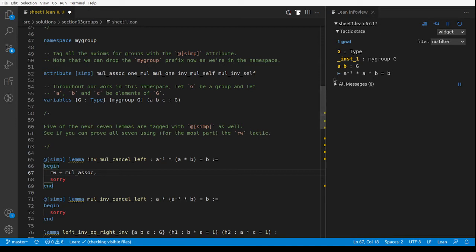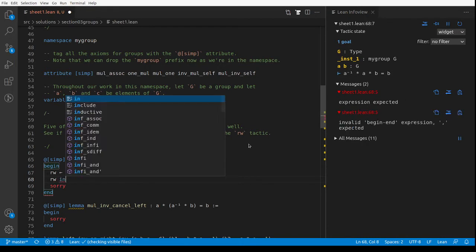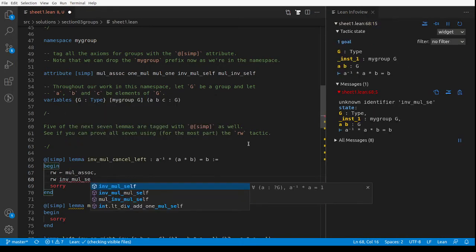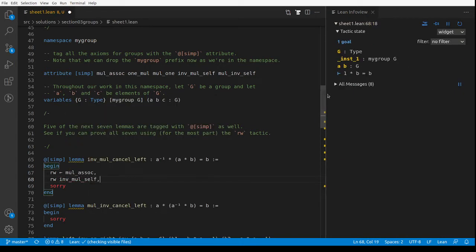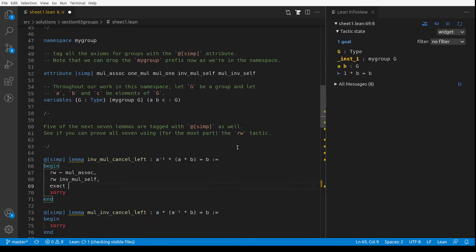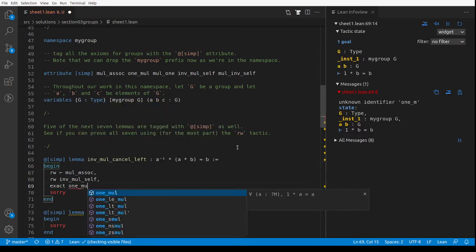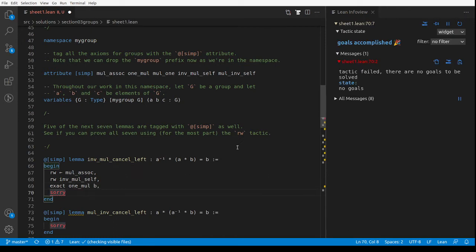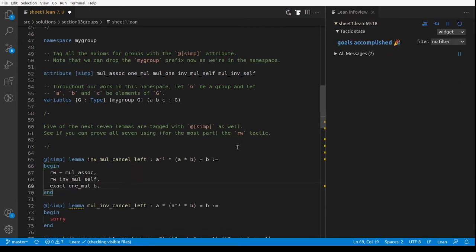And now, although you can't see it because Lean doesn't print them, now there are brackets around the A inverse times A. And so now we could rewrite inv_mul_self there, and you see, the A inverse A now becomes a 1. And now we've got to prove that 1 times B is B, so this is exact. I guess we could call it one_mul B. That would be a way of doing it. There we go. We've solved the goal.